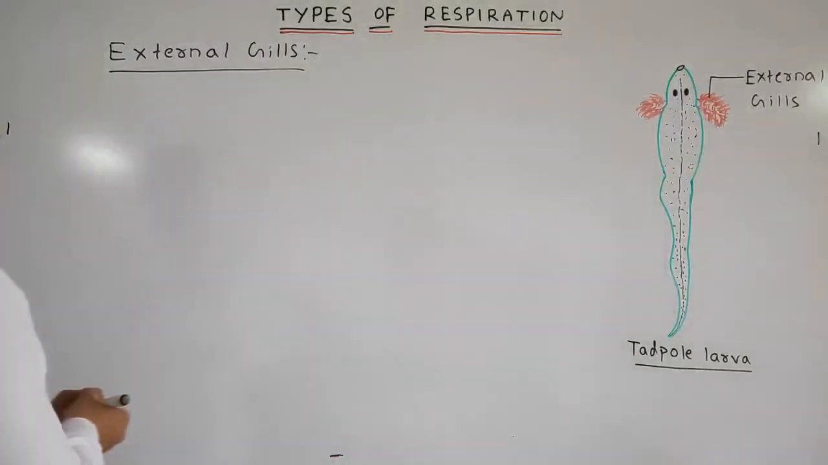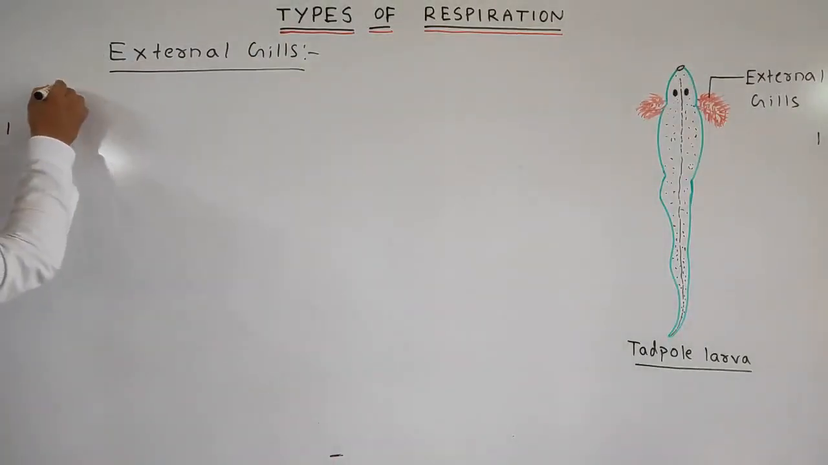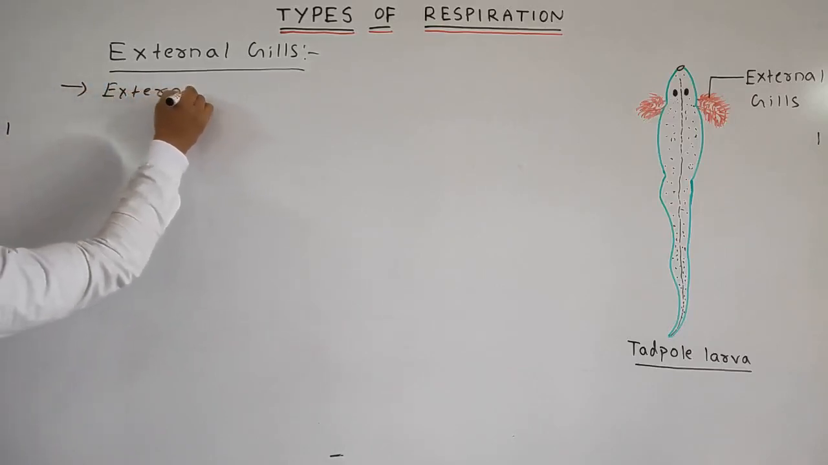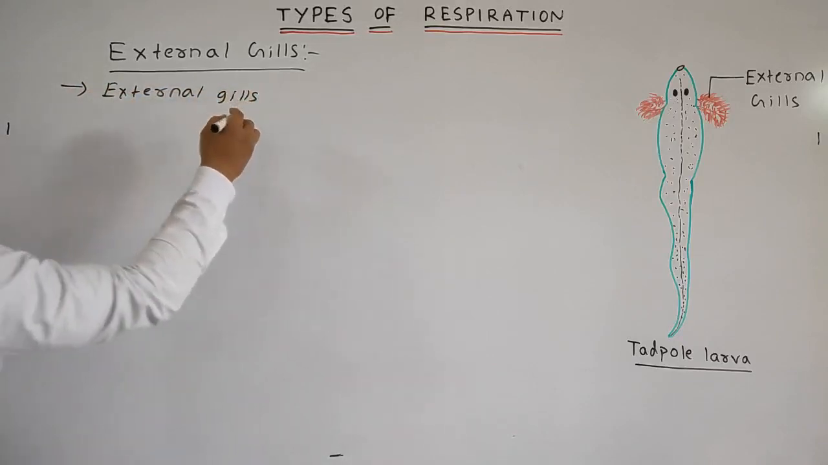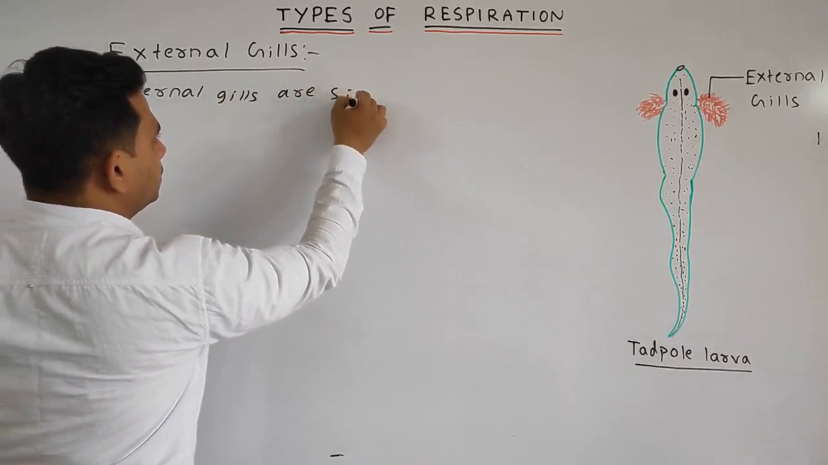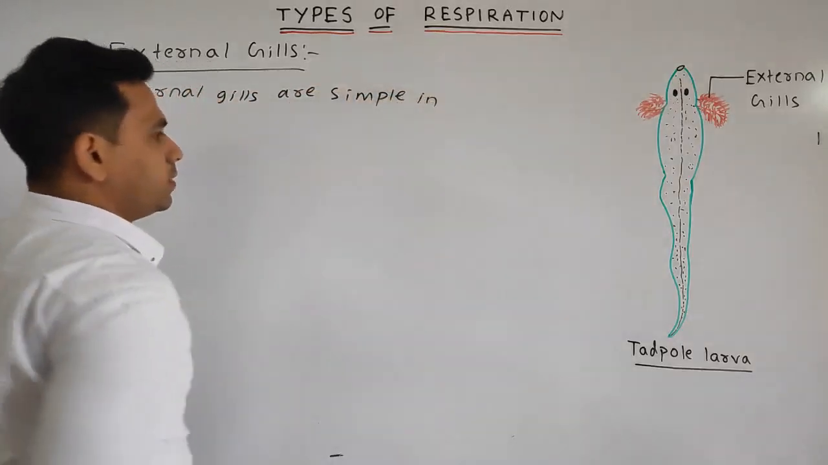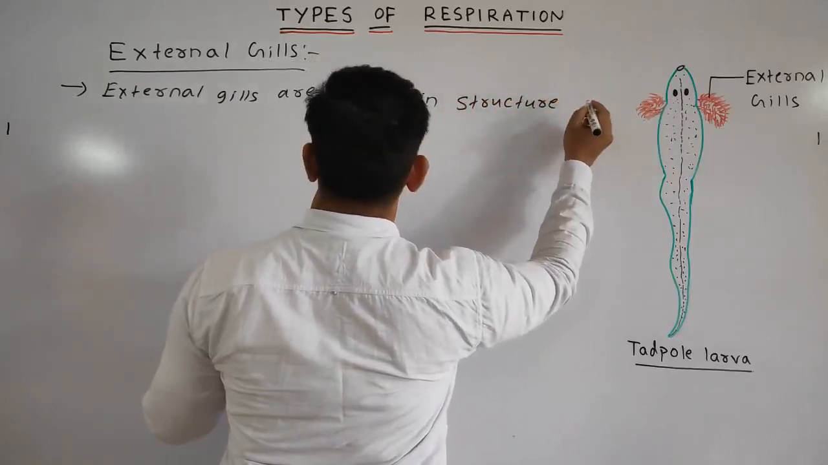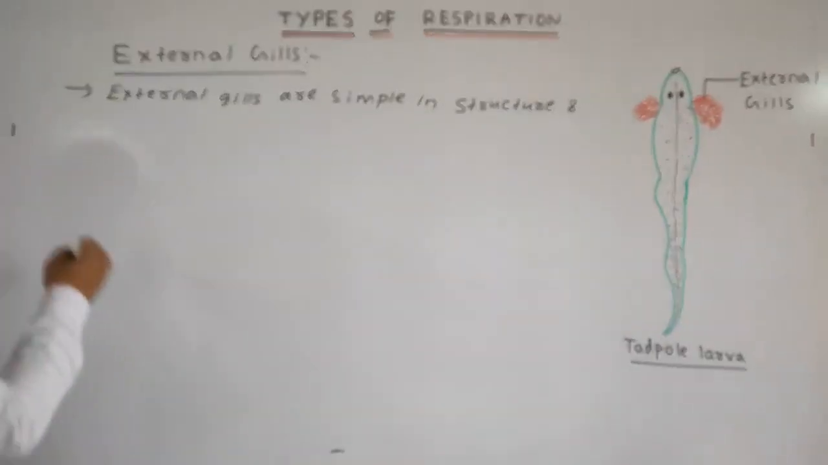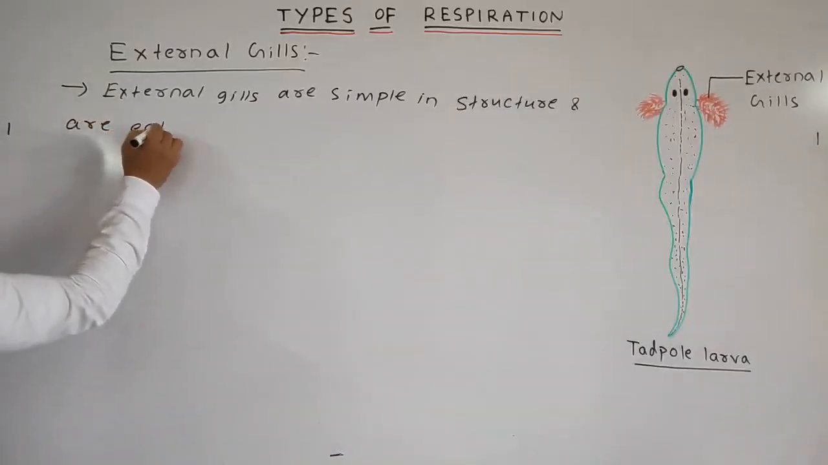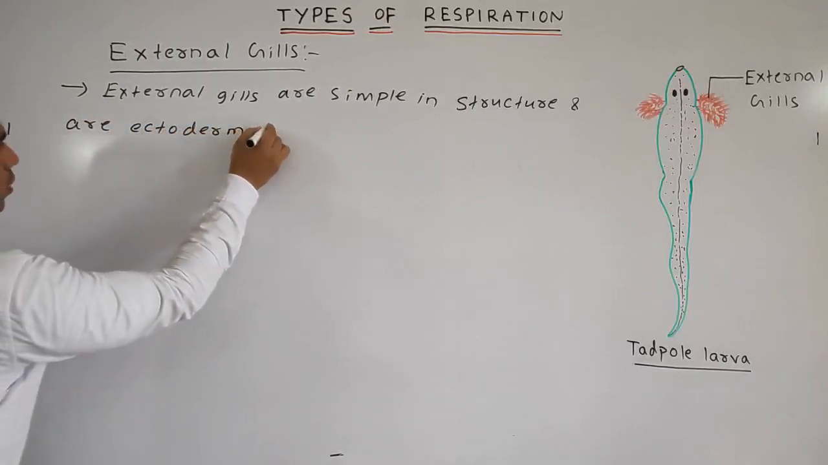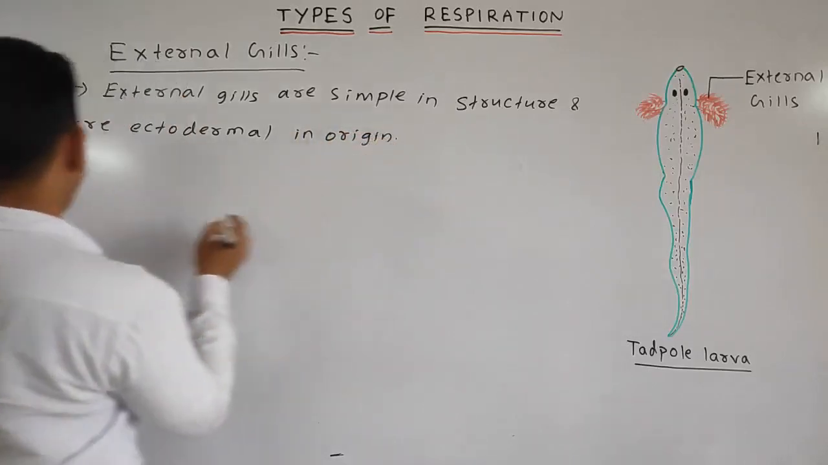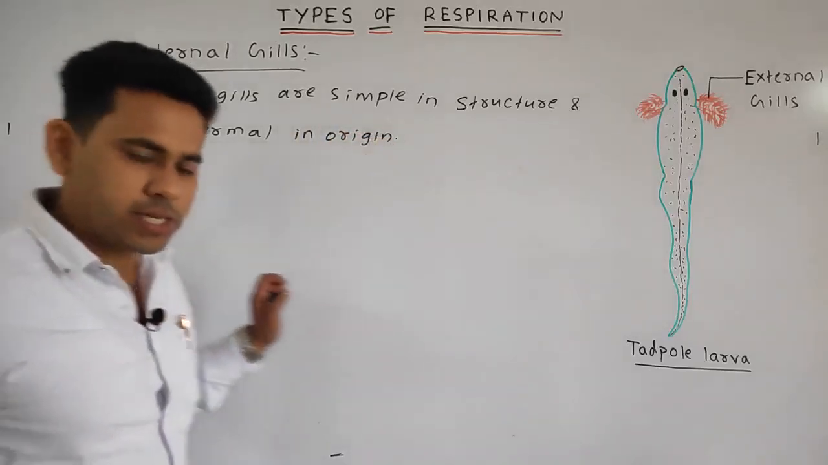Okay, so your first point: these are simple in structure. External gills are simple in structure, and are ectodermal in origin.